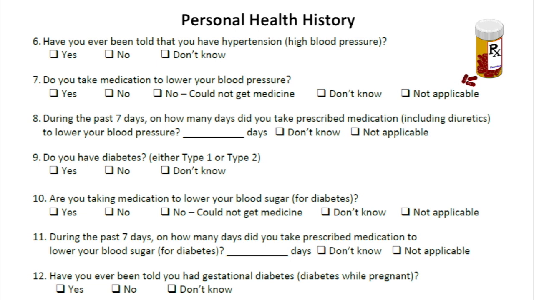And question 7 there, we're looking at whether she's taking medication, and that question is asked with cholesterol, blood pressure, and blood sugar. If she answers that no, she could not get medicine, that's your cue that you need to help her out with some type of prescription assistance to make sure that she is able to get and to afford to take her medicine that she needs. Last section there is on diabetes and whether she has it, whether it's type 1 or type 2.